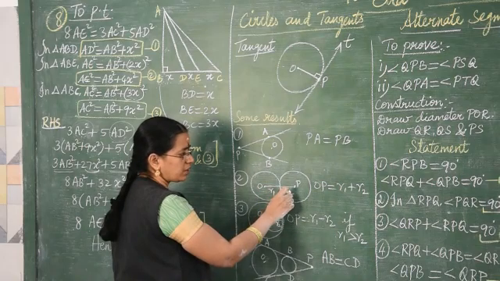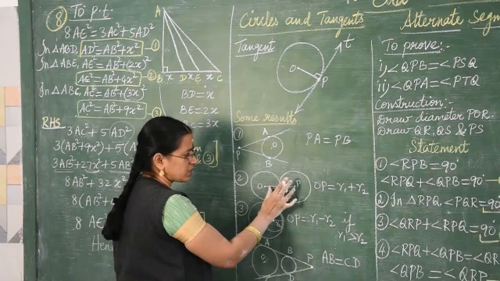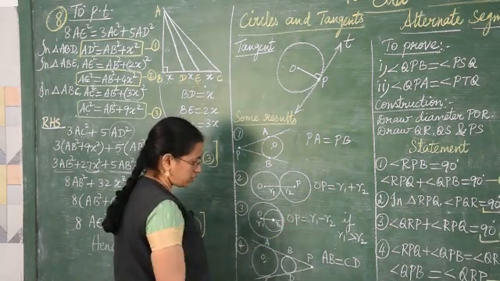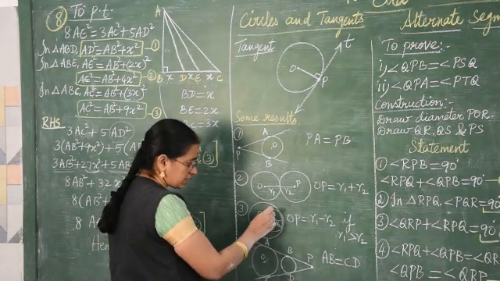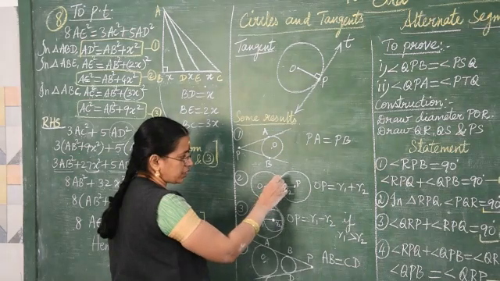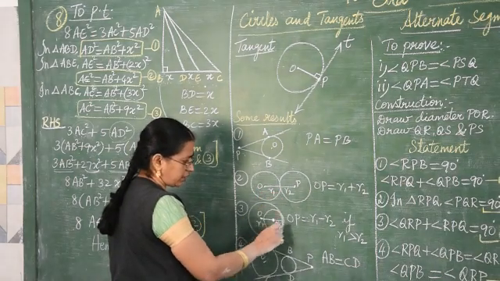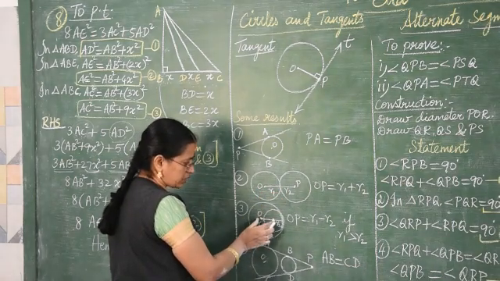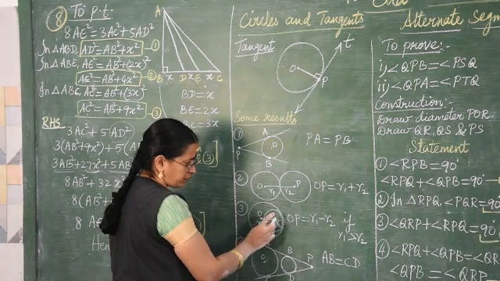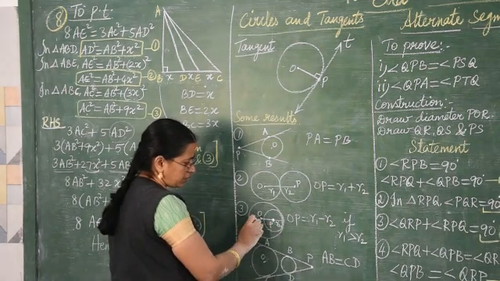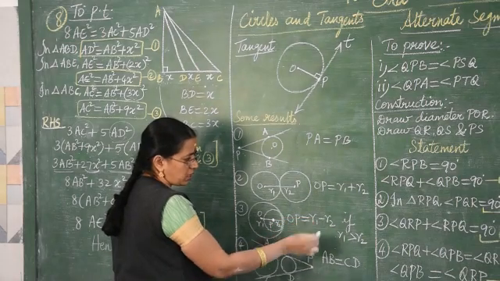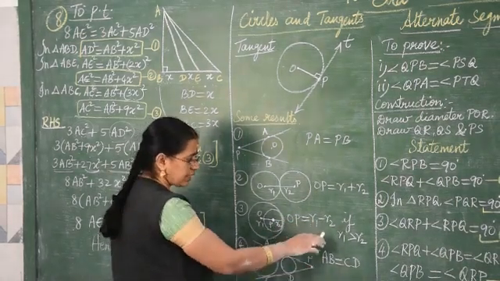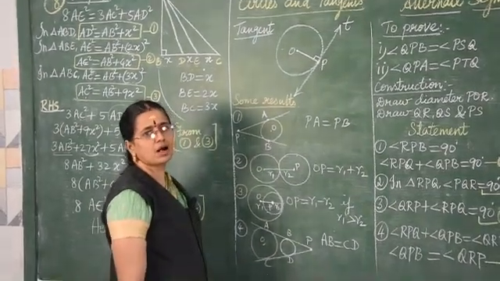R1 plus R2. The distance between the two centers is R1 plus R2 whenever the circles are touching externally. This one is touching internally. How to find the distance between the centers? OP equal to, this is P, OP equal to R1 minus R2, in case R1 is greater than R2.